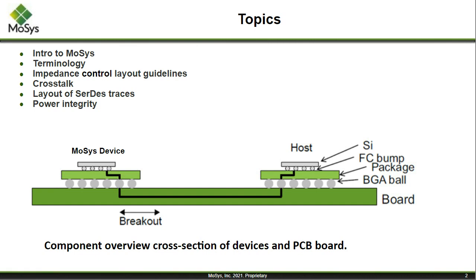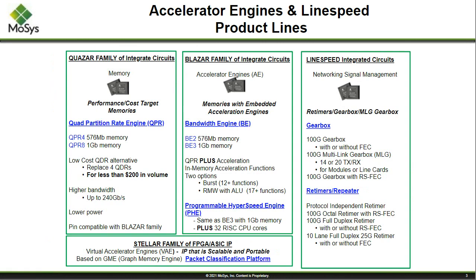Okay. Thanks, Gus. And then finally, we'll talk a little bit about power integrity as well. So this is what Gus was talking about. There are the serial I/O memory products that we offer, and that's the Quasar and Blazar families. There's the line speed family, which Gus just mentioned, that has gearboxes and retimers. And then we have our Stellar IP product.